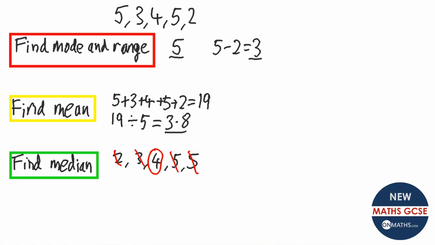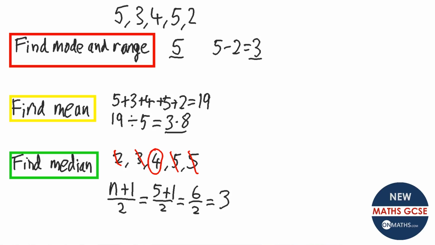But to help us with stuff we're doing later on, we're going to do the median in a different method. This method is just a simple formula, n plus 1 over 2. N stands for the amount of numbers you have. So the amount of numbers we have is 1, 2, 3, 4, 5. So we're going to do 5 plus 1 over 2. 5 plus 1 is 6. 6 divided by 2 is 3.